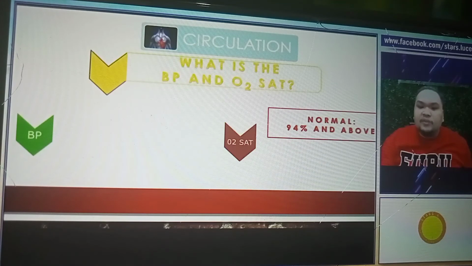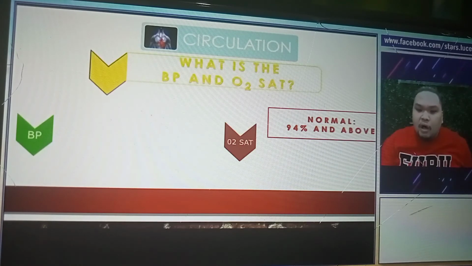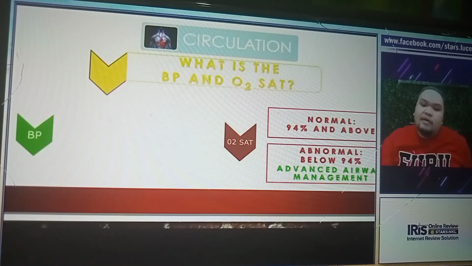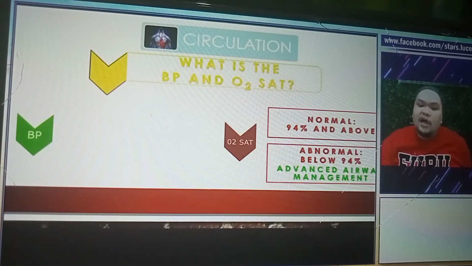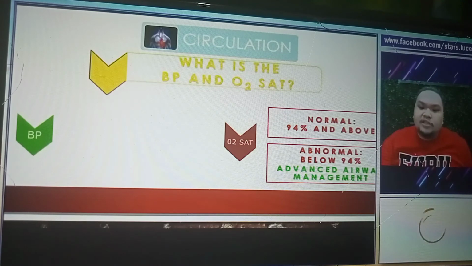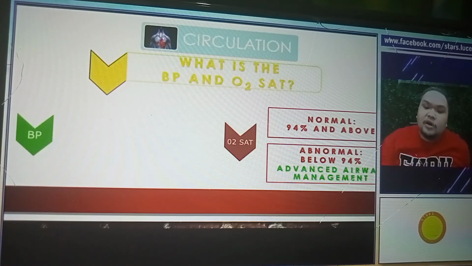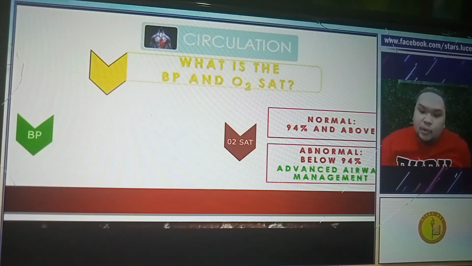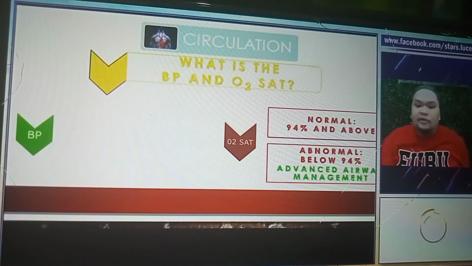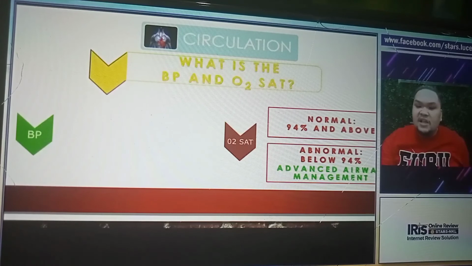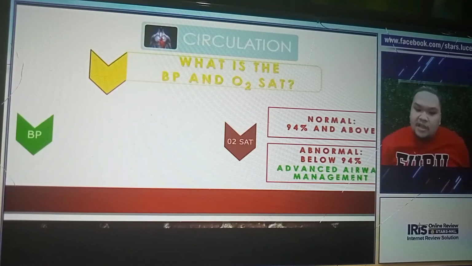Why? If the O2 saturation is 94% and above, you're just going to continue on the rescue breathing. Now, what if, for example, below 94 siya? Below 94%, you can now do your advanced airway management. Ibig sabihin yan, you can now insert your endotracheal tube. And who's going to insert your endotracheal tube? It will only be the physician.